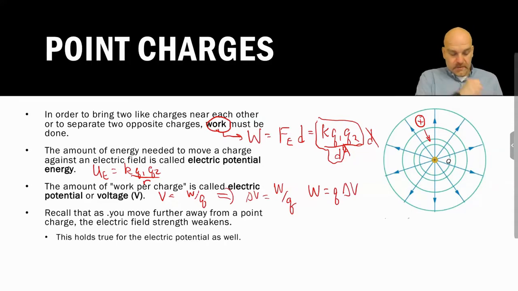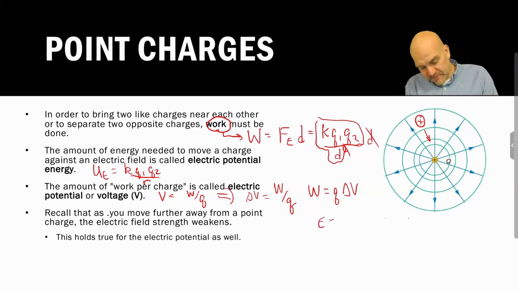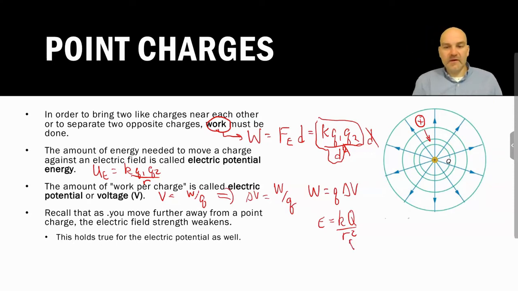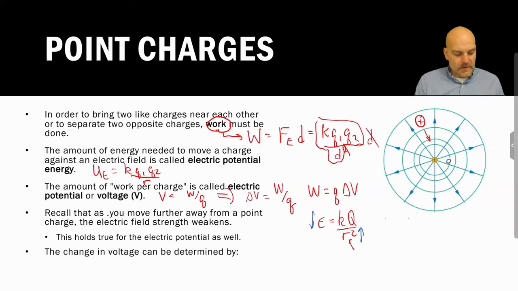Now, one thing to remember is that much like the electrostatic force, the further we get away from the point, the electric field is going to weaken, which means then the electric potential is going to weaken. So remember, electric field strength is kQ over R squared. As R gets bigger, E is going to go down. So as R goes up, E will go down. And this is going to hold true for electric potential energy as well. And so the change in voltage can be determined by using the equation delta V equals kQ over R.